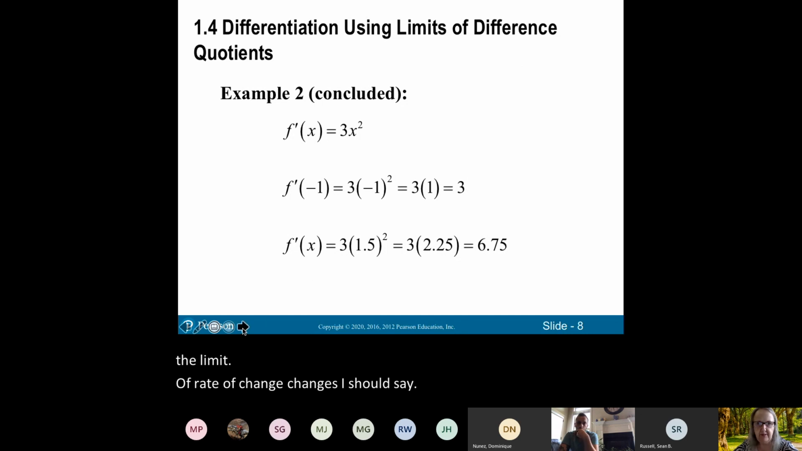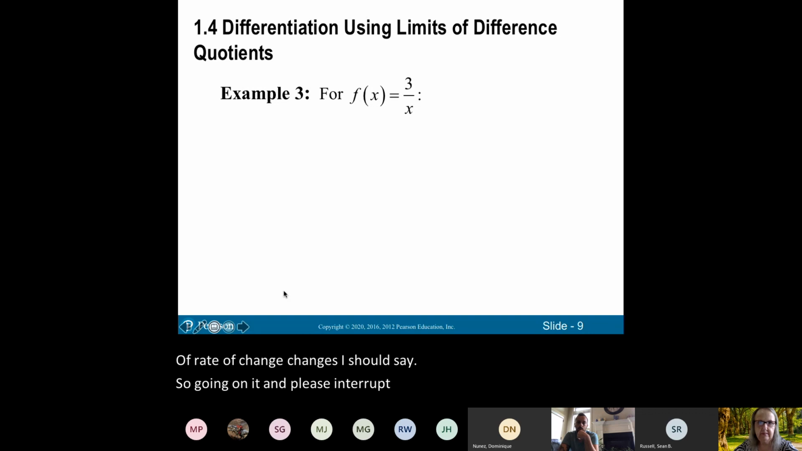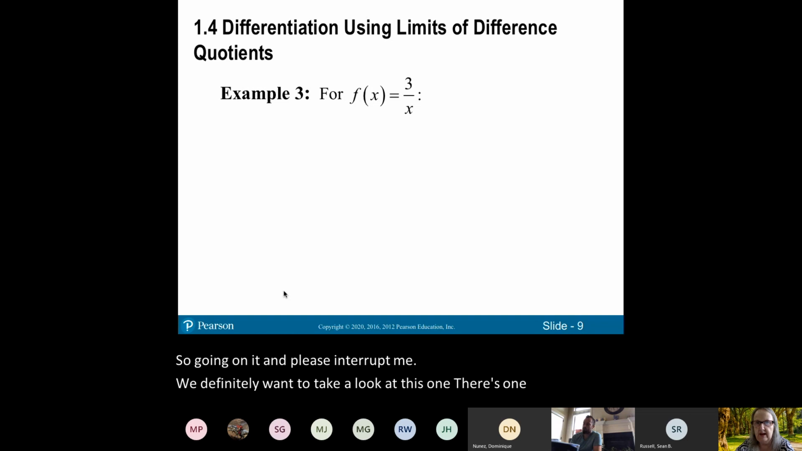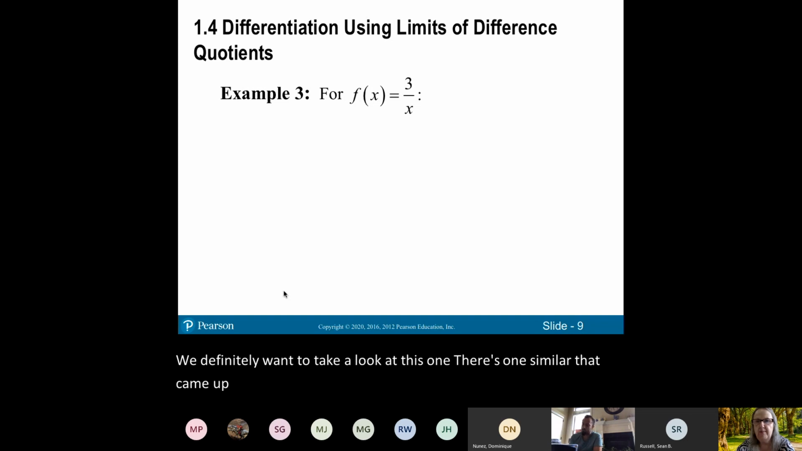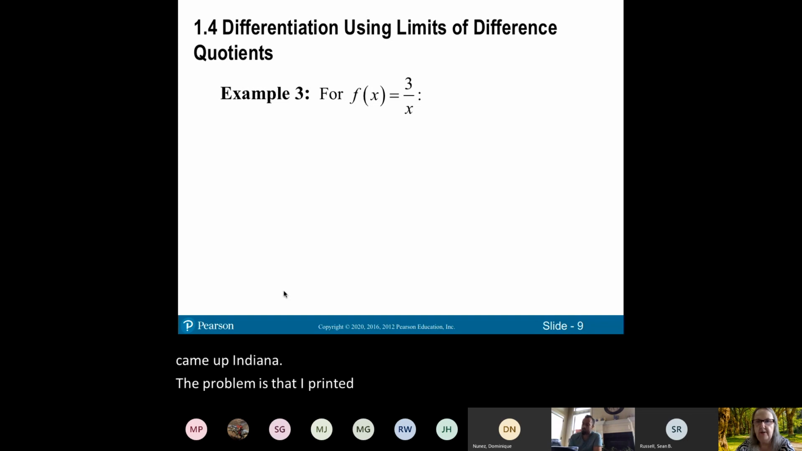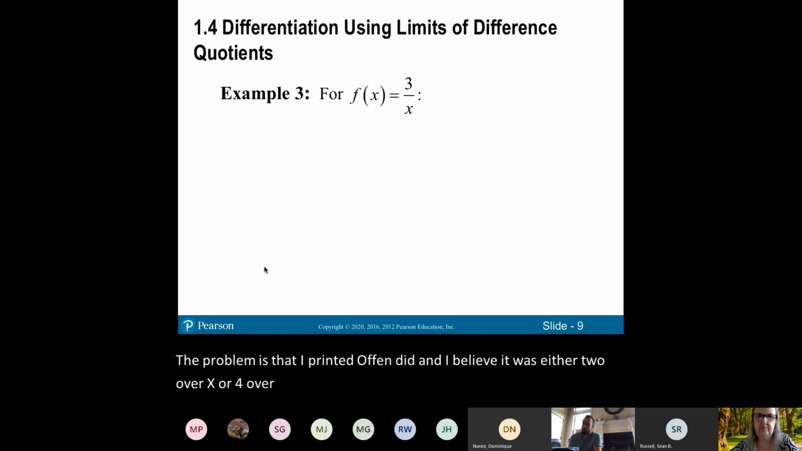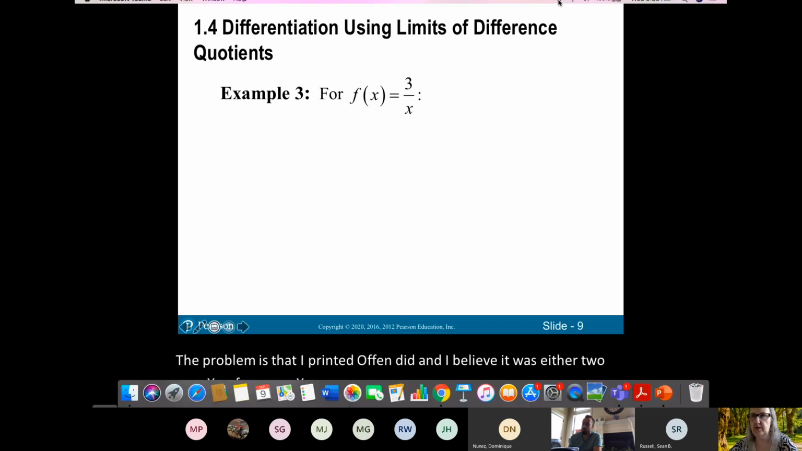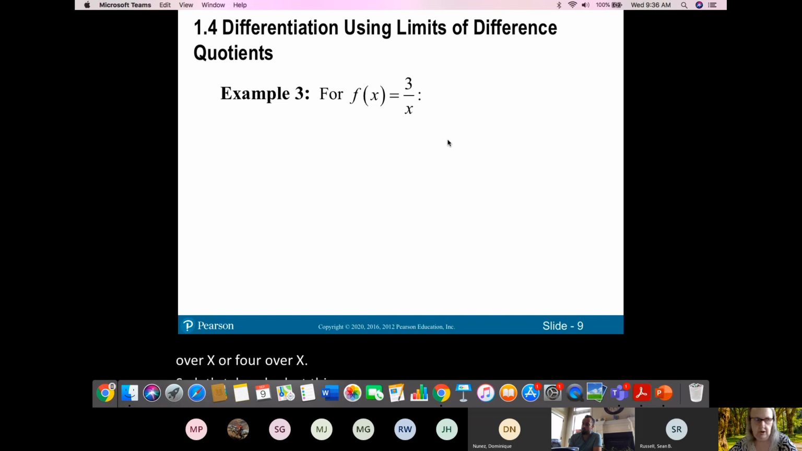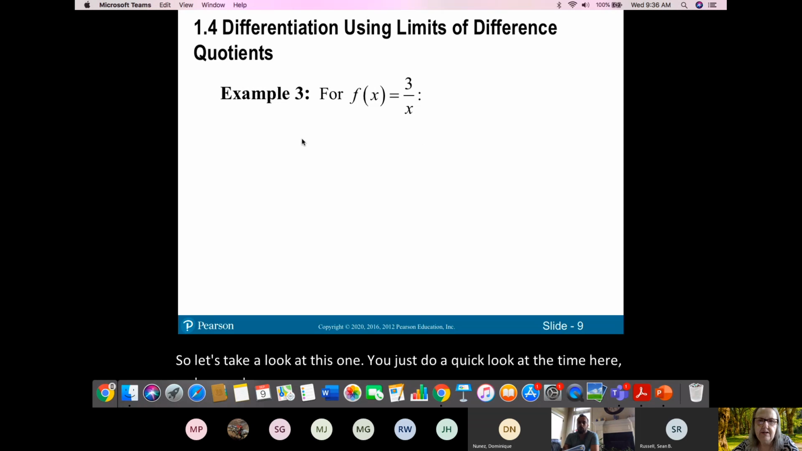So going on, and please interrupt me. We definitely want to take a look at this one. There's one similar that came up in the problems that I printed off and did, and I believe it was either 2 over x or 4 over x. So let's take a look at this one. Just do a quick look at the time here. We're good. So how do we start?